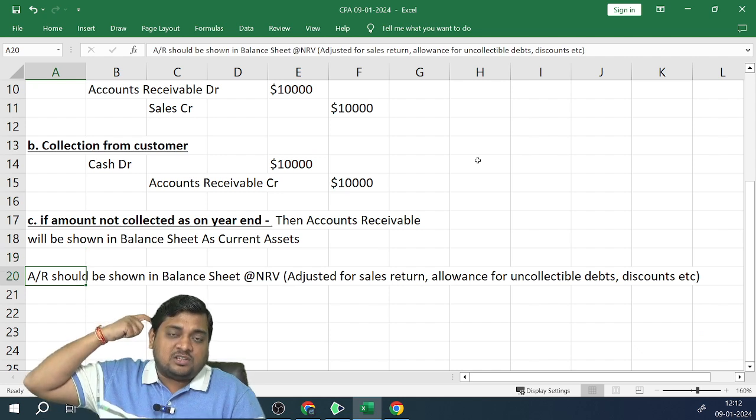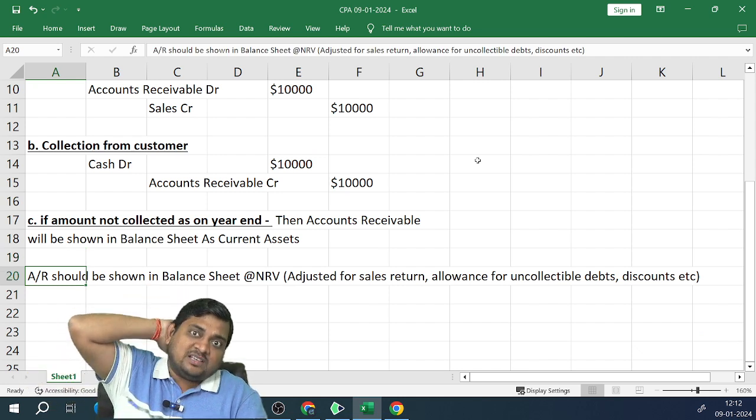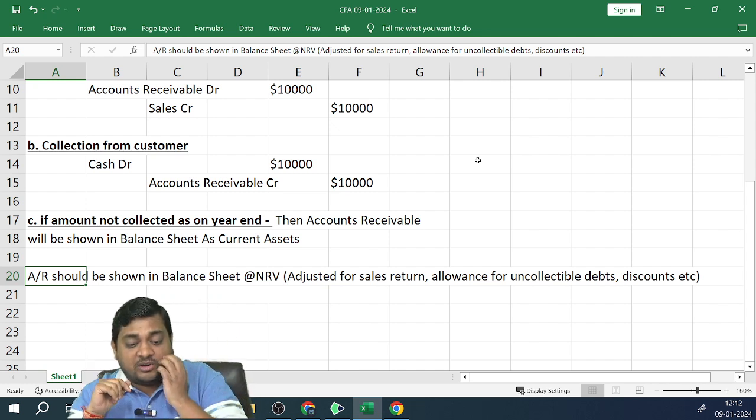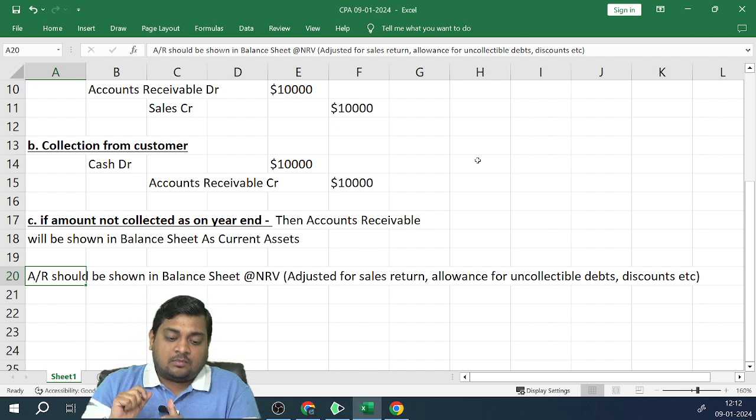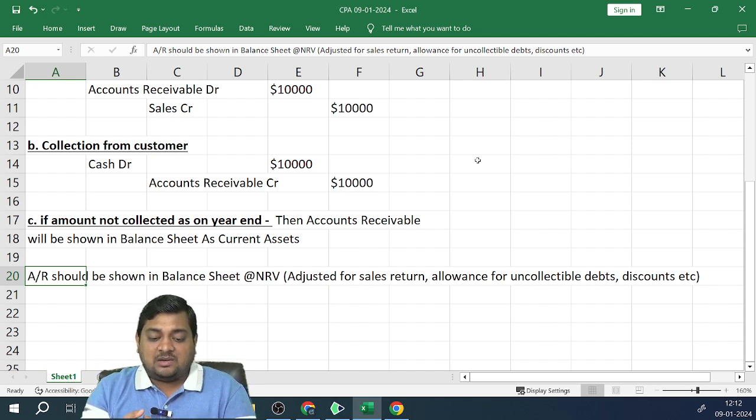Now, whenever I show this accounts receivable in the balance sheet, I have to always keep in mind one thing. I need to show it at NRV, net realizable value, right? And how will this net realizable value be arrived at? Whatever is the amount due, from that we have to do an adjustment for sales return, and an adjustment for allowance for uncollectible debts.